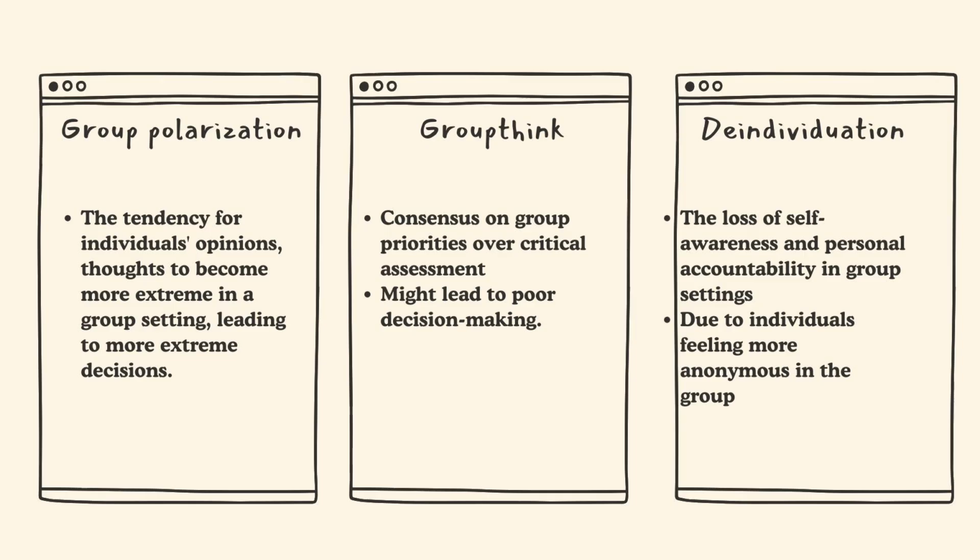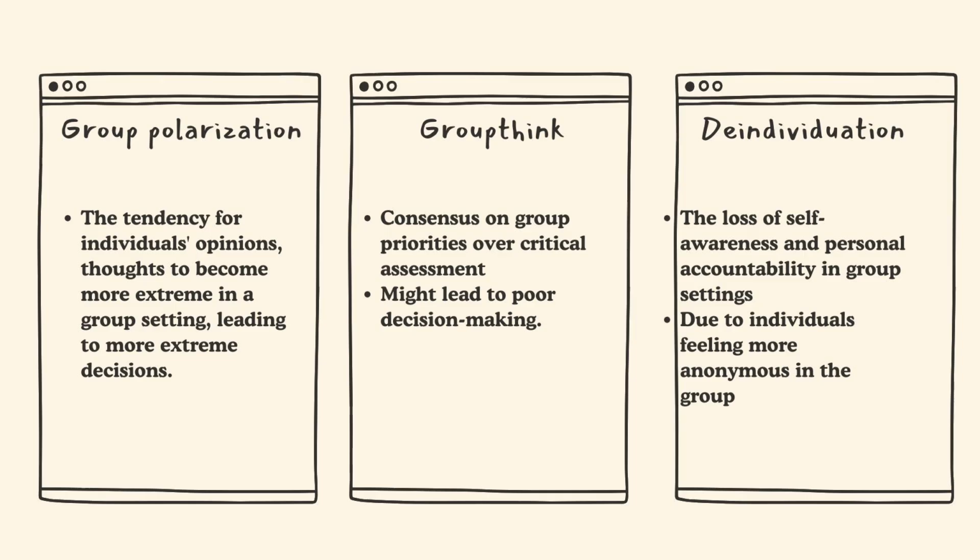Groupthink is consensus on group priorities over critical assessment, and this will lead to poor decision making because all of your group has the same idea as you. Deindividuation is the loss of self-awareness and personal accountability in a group setting. This is due to individuals feeling more anonymous in the group.